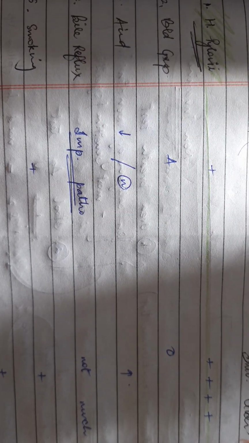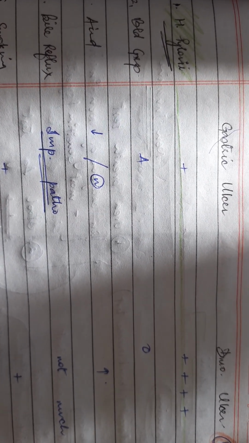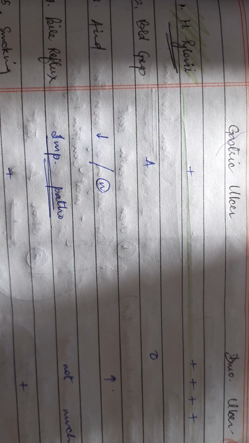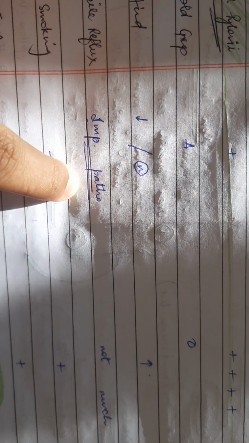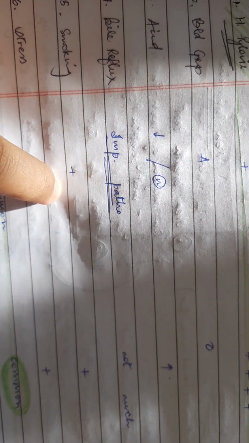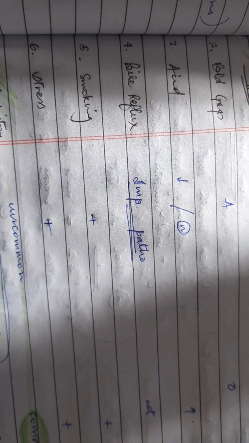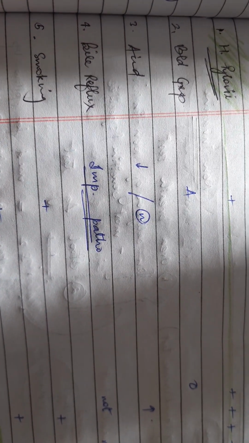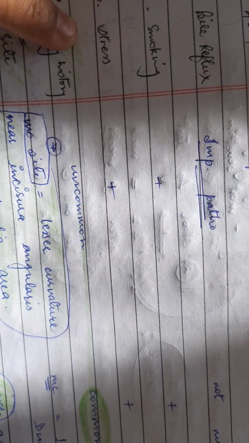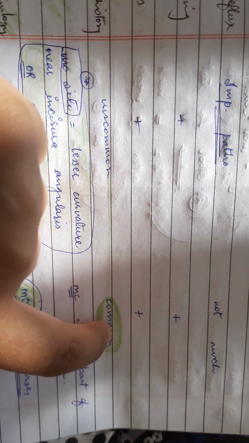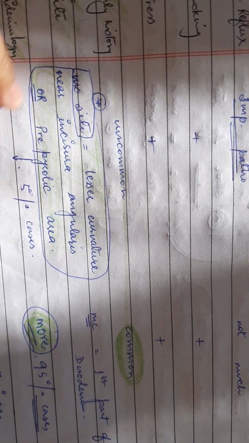Acid: in gastric ulcer, acid is decreased or normal. In duodenal ulcer, acid increases, an acidic environment. Then bile reflux is an important pathology in gastric ulcer, and not much in duodenal ulcer. Then smoking: in smokers, gastric ulcer is seen, and in duodenal ulcer also. Stress, both. Family history is uncommon in gastric ulcer, while in duodenal ulcer it is common.